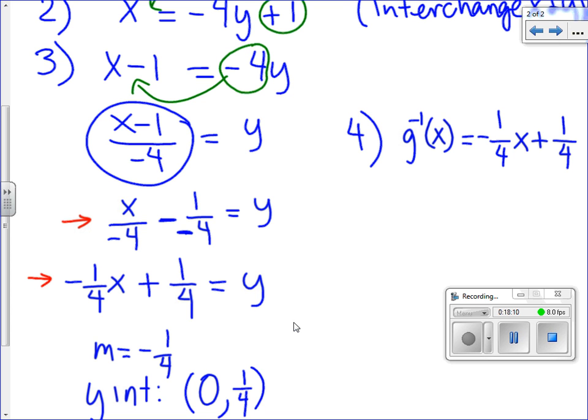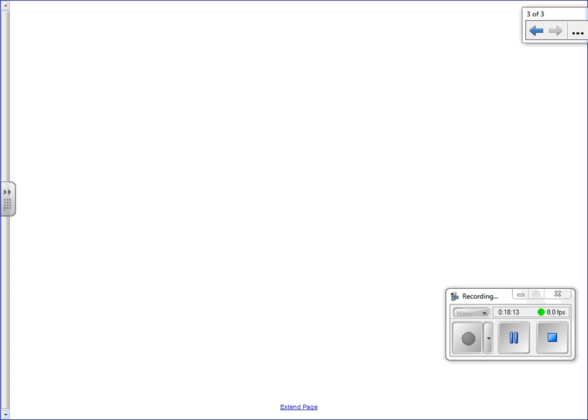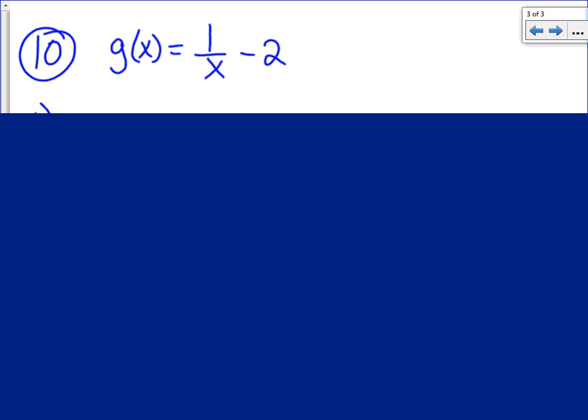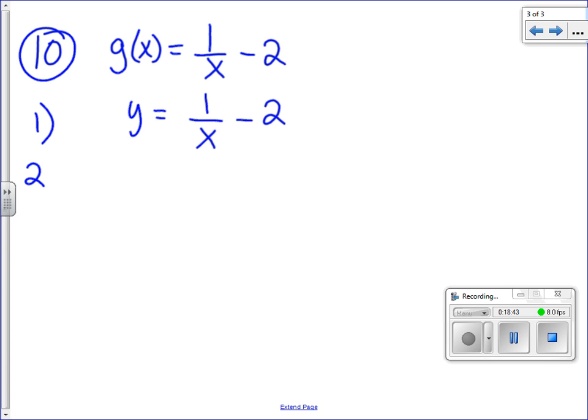Okay, so let's do one more. Now we're going to do example number 10. So the function there is g of x again, and that is 1 over x minus 2. So step number 1, we replace g of x with y. Step number 2, we interchange x and y. Step number 3, we solve for y.